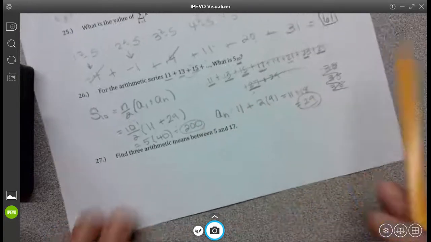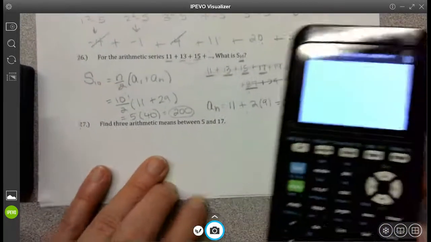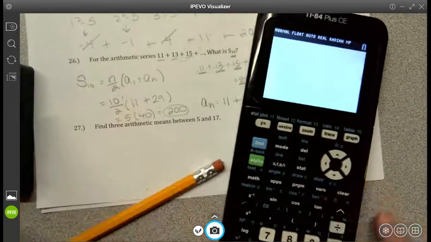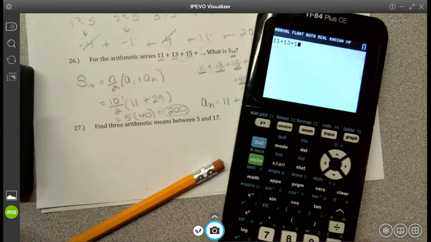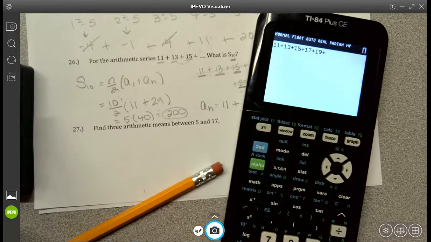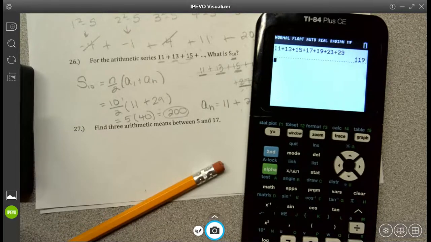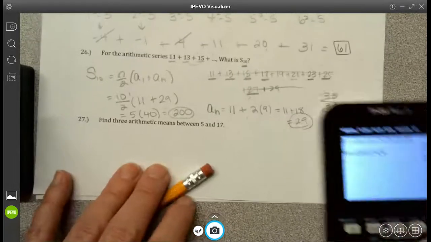So if I went to calculator, I remember doing this when I was your age at McDowell for SATs. I would have forgot this whole formula, but we could have done this. 1 number, 2 numbers, 3 numbers, 4 numbers, 5 numbers, 6 numbers, 7 numbers, 8 numbers, 9 numbers, 10 numbers, 200. You could do it that way.